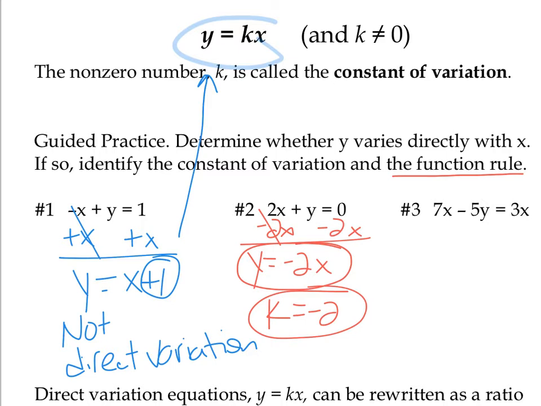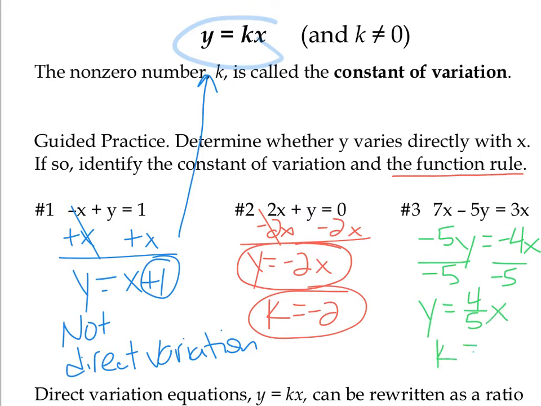In the third example, we want to solve for y. We can subtract 7x on both sides, so we'll end up with negative 5y equals negative 4x. Divide by negative 5, and we'll get y equals 4 over 5 x. Negative 4 over negative 5 is a positive fraction, and the constant of variation is 4 over 5. So there's our function rule and our constant of variation. Again, if we can get an equation that's written as y equals some constant value, a k value, times x, then we have a direct variation.